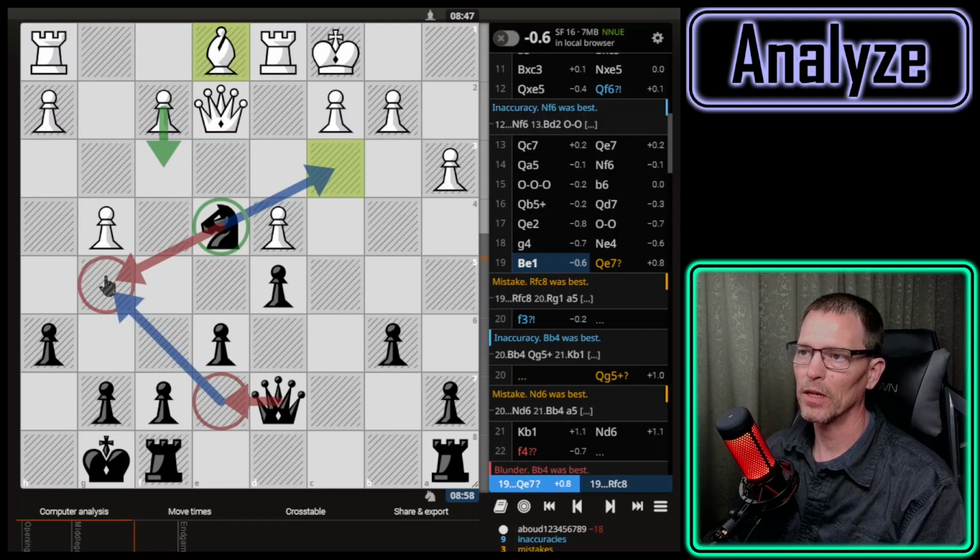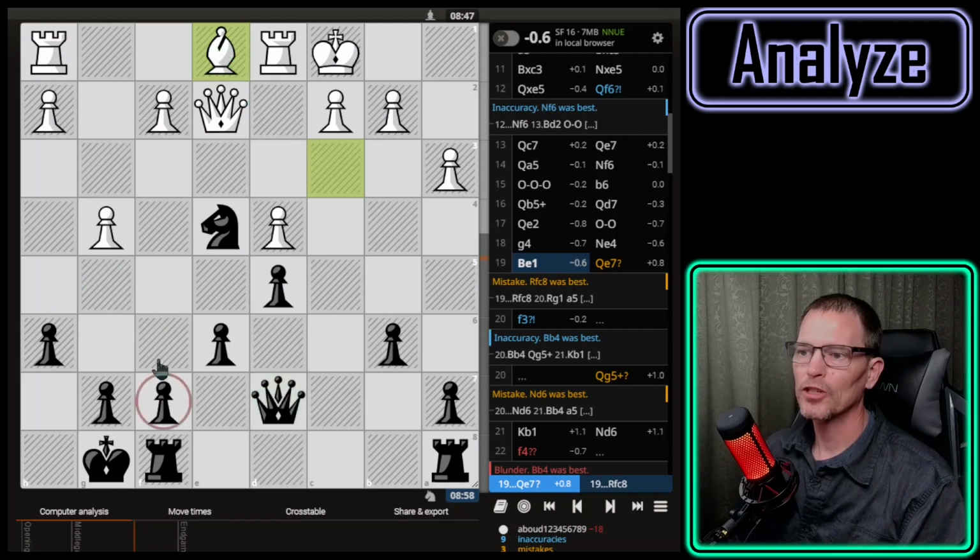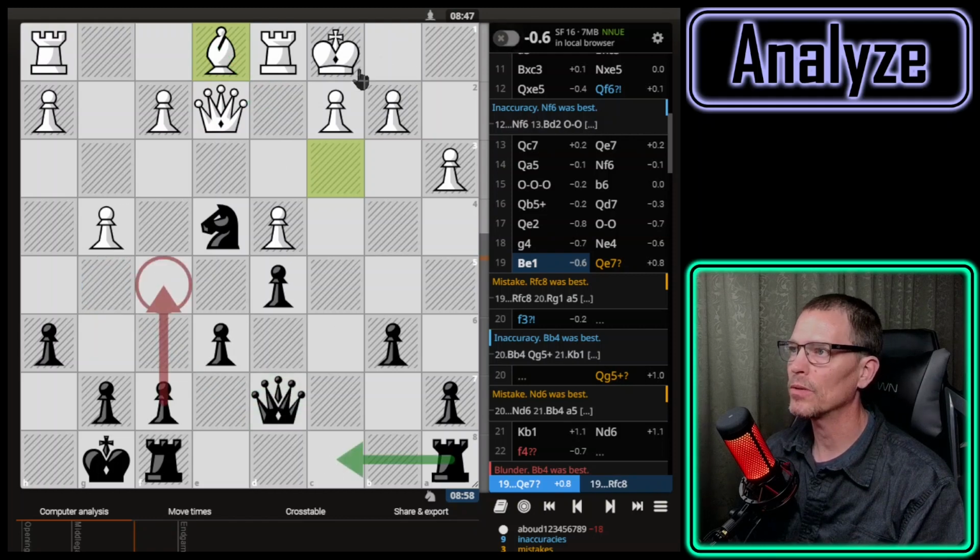But I guess that wasn't a good idea. That's what I remember planning, because I saw the check. But I think that doesn't make sense, because they could have just blocked that check with the bishop. What should I have played here? Should I have played f5 or rook to c8? I'm going to guess it was one of those two.